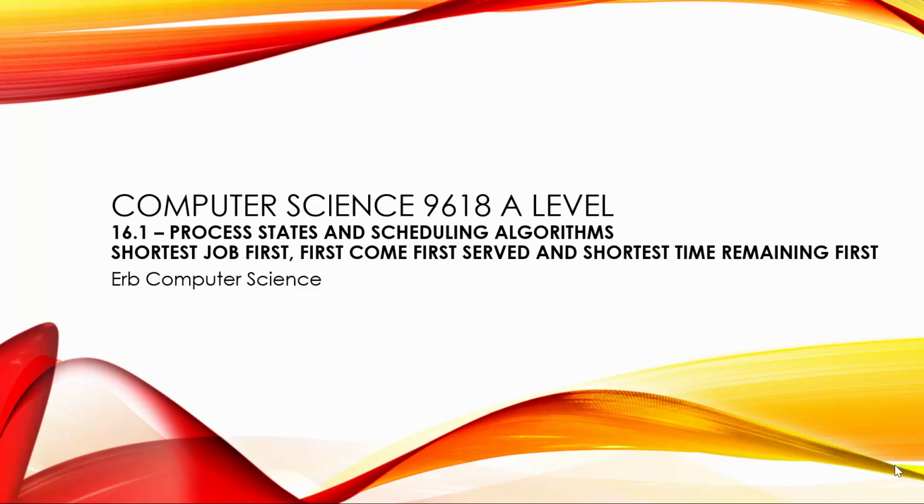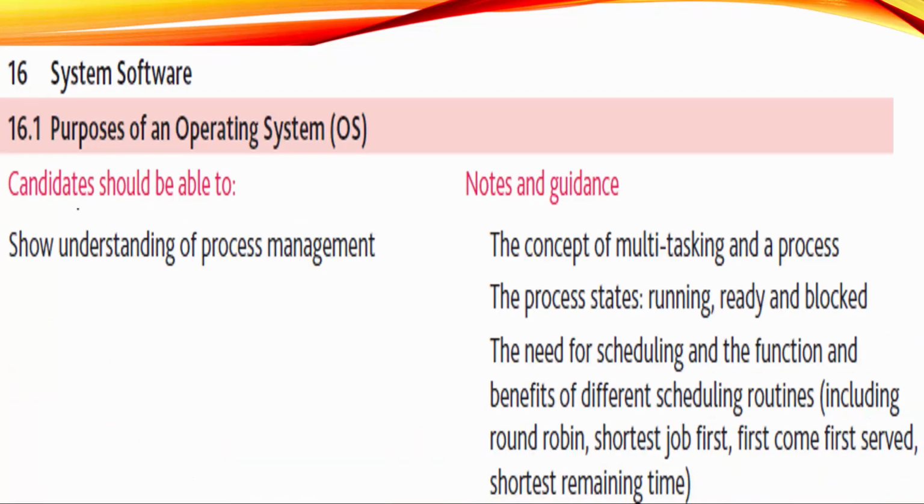In this video for Computer Science 9618 A-Level, we're going to be taking a look at section 16.1, which are the process states and the scheduling algorithms, specifically shortest job first, first come, first served, and shortest time remaining first. So let's go ahead and take a look at our learning targets.